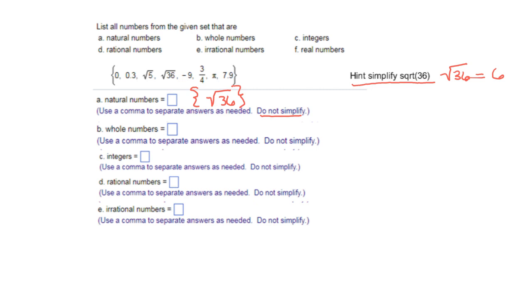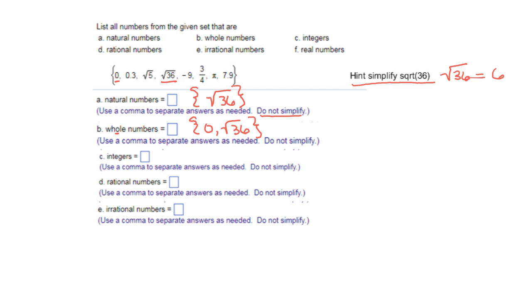The next one is asking us for whole numbers. Remember, look at the word whole, and that O should remind you that we start with 0 for whole numbers: 0, 1, 2, 3, 4, and so on. Whole numbers include the natural numbers. We do have the number 0 here, and we have the square root of 36. So we're going to use that: 0, square root of 36. I do not have any other numbers, and that will be my whole numbers.